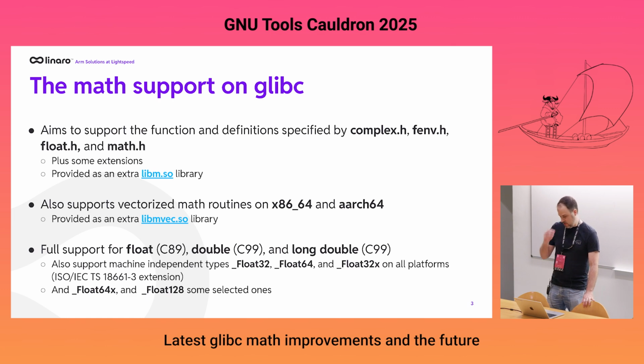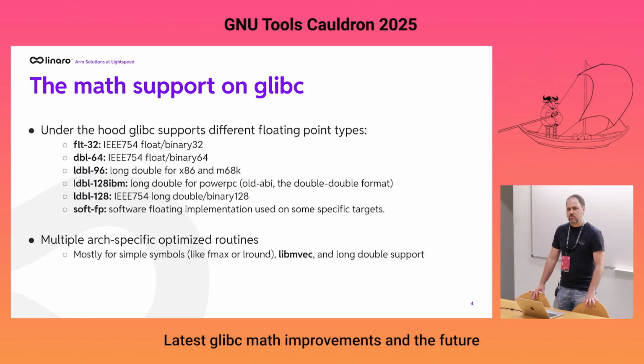And we support different floating types defined by the C standard, which also includes new floating types that are platform independent in the new standard. And on some architectures, we also support other floating points like float128, but it really depends on the architecture and the ABI.